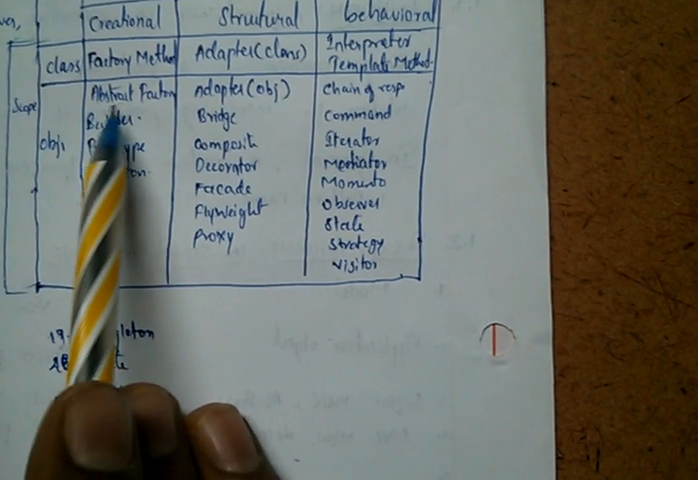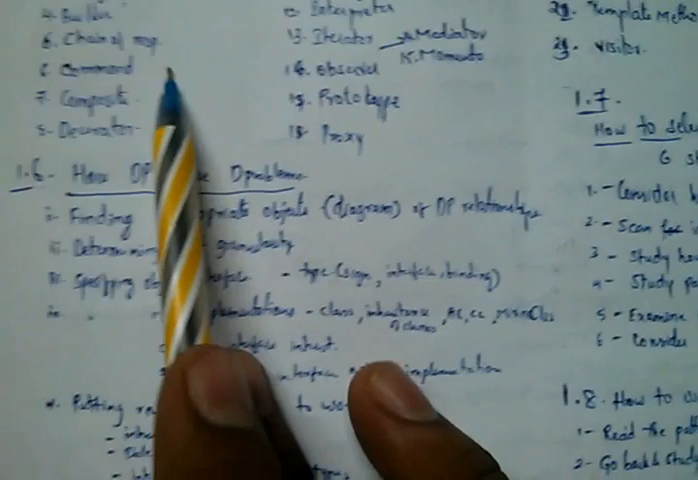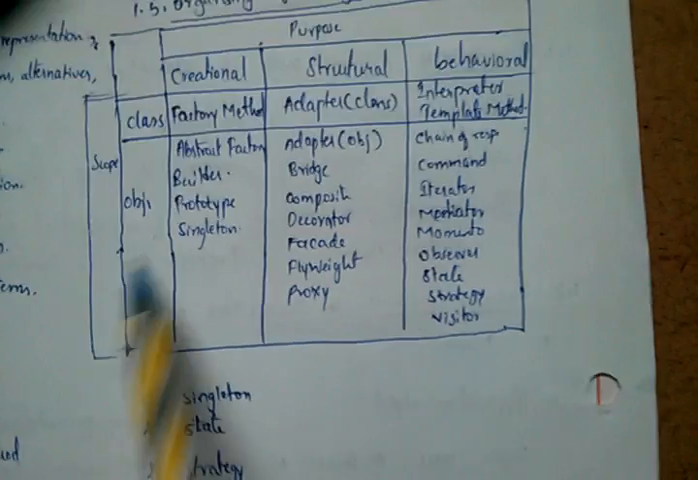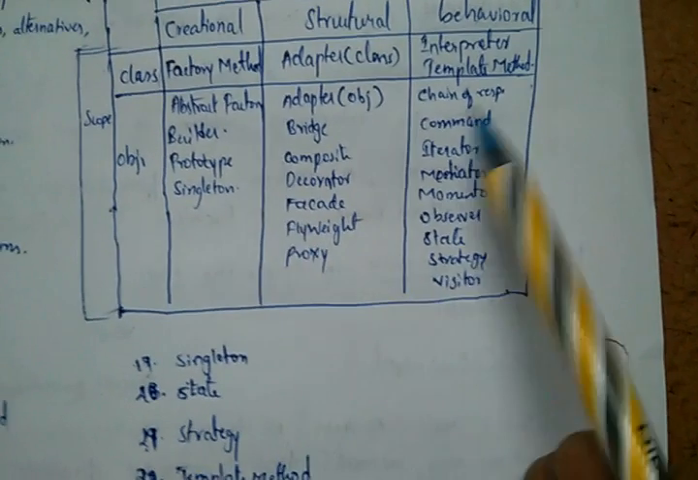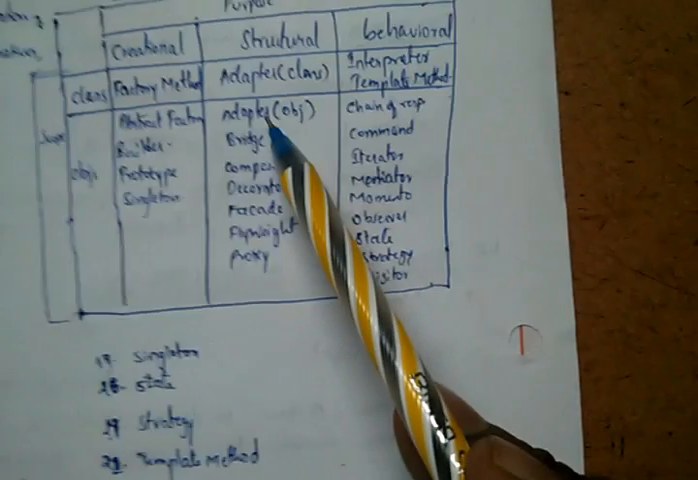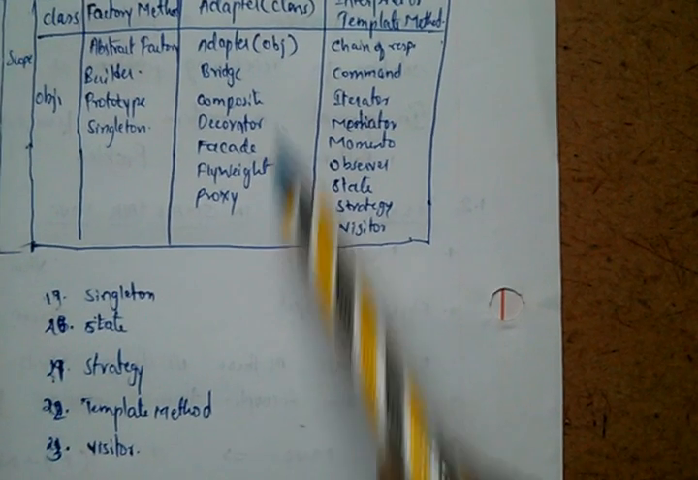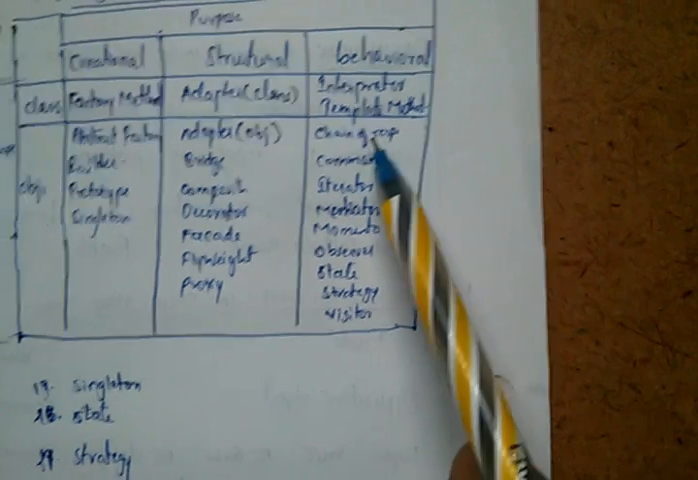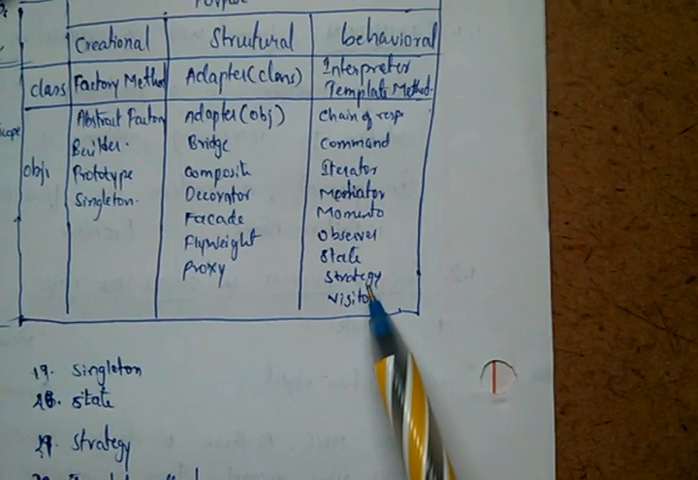So creational patterns are categorized in the catalog of design patterns, and they are abstract factory, builder, prototype, singleton. Coming to structural: adapter, adapter class, bridge, composite, decorator, facade, flyweight, and proxy. Behavioral: chain of responsibilities, command, iterator, mediator, memento, observer, state, strategy, visitor.